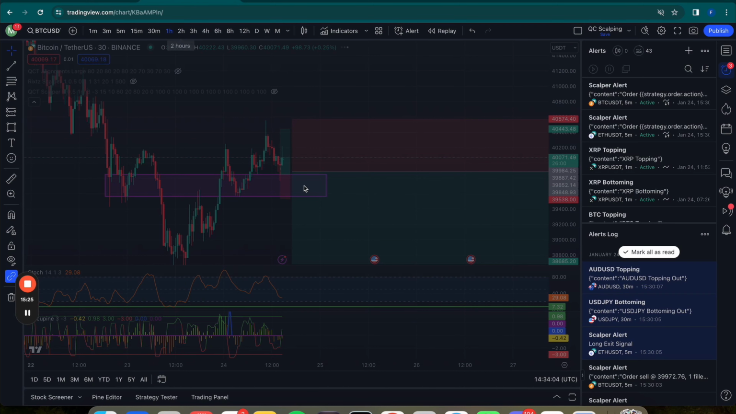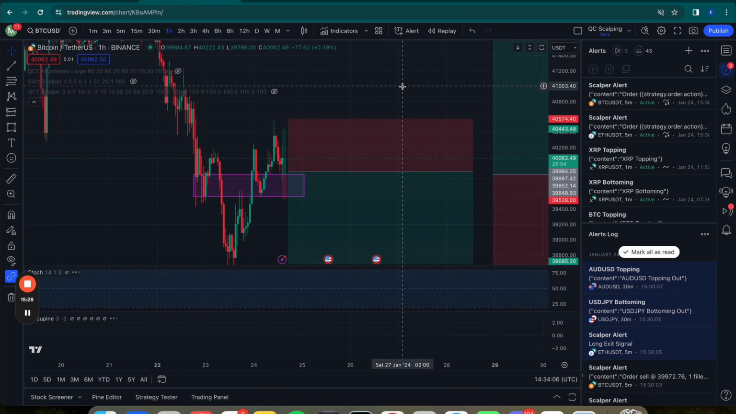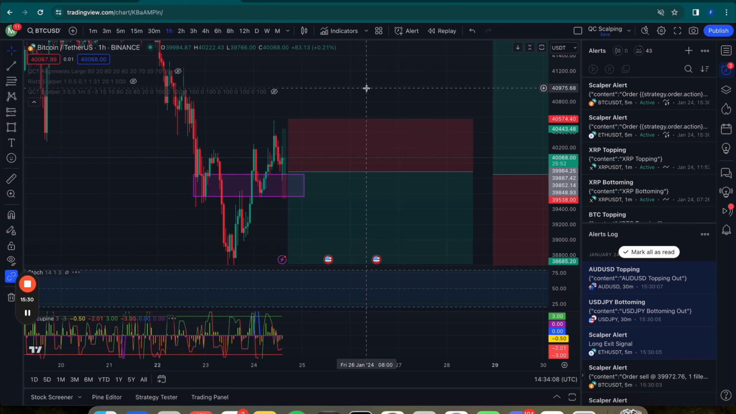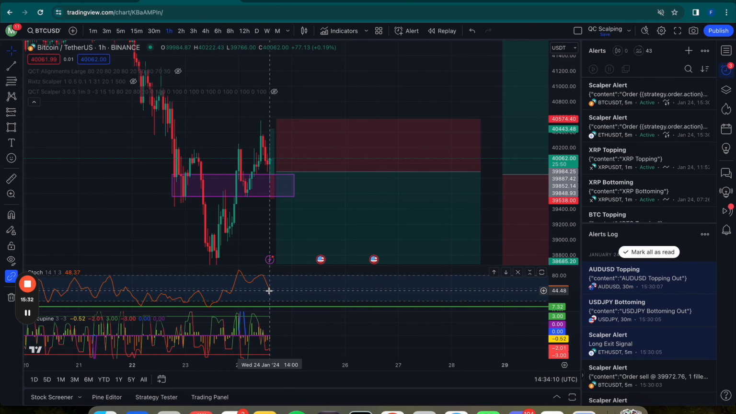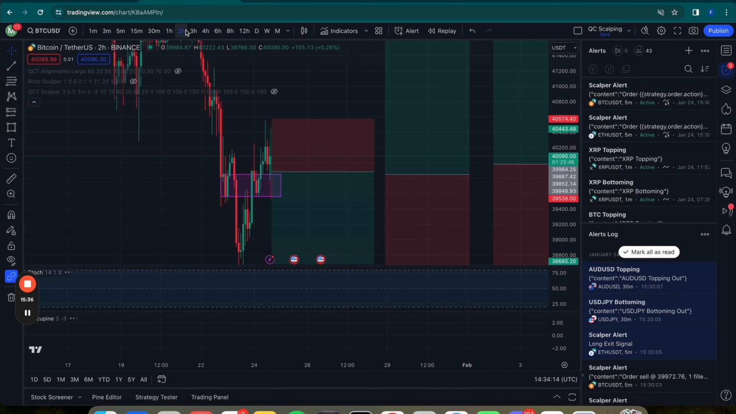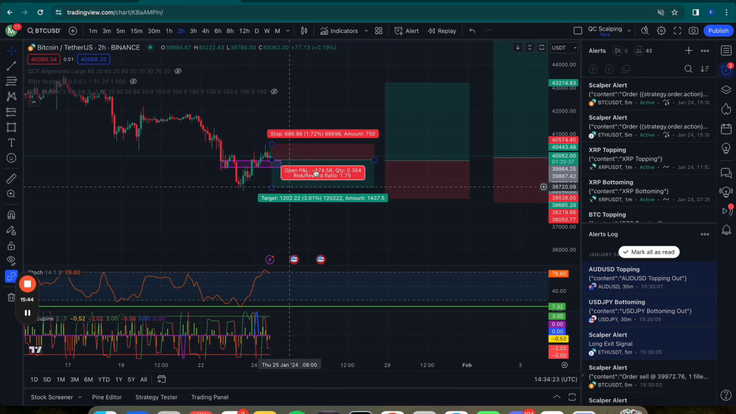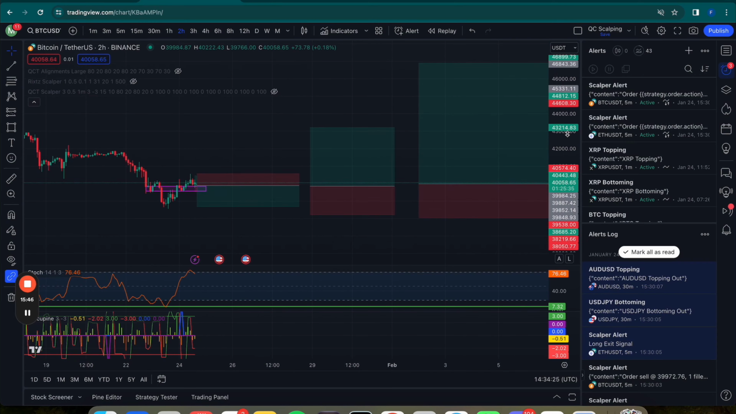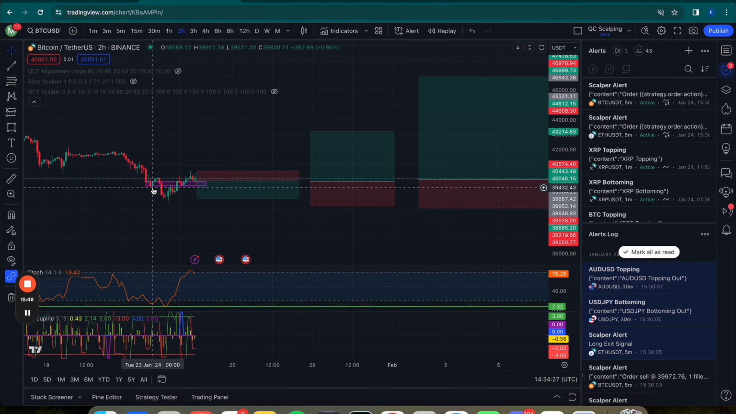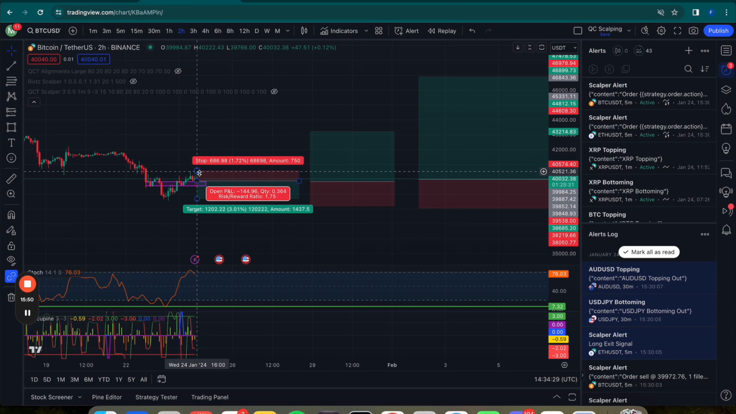Possibly we could move the 1 hour higher. We'll see, depending on if this 1 hour turns around and goes further down. And the 2 hour is just topped out, ready to go further down. So overall, we see a bullish move here. Possibly this cheeky short can play out.